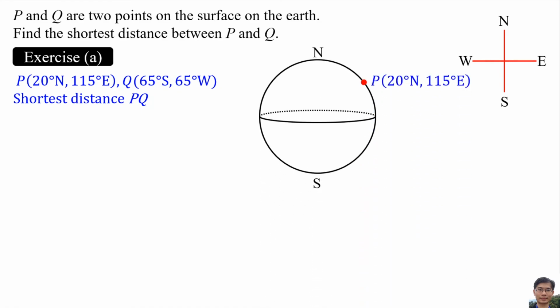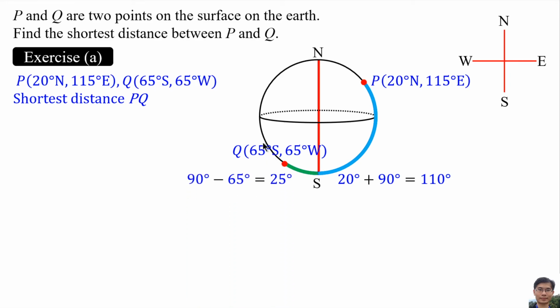Exercise A. This is the shortest distance. From P to S, the angle is, from equator to P is 20 degrees. From equator to South Pole is 90 degrees. So the total angle from P to S is 110 degrees. And the angle from S to South Pole is 90 degrees minus 65 degrees, and we get 25 degrees. So the total distance from P to Q is, and then times 60 to change to nautical miles. So the distance is 8,100 nautical miles.